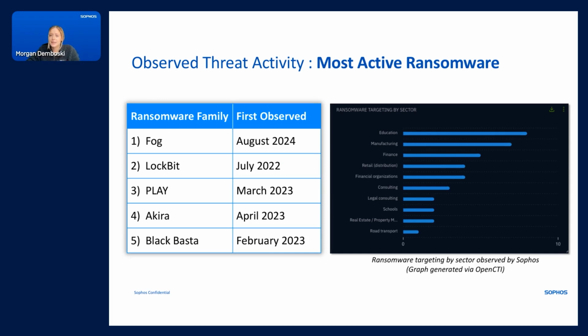So same as last month, the number one ransomware family we observed was Fog ransomware. Fog first popped up in, I believe, May of 2024. We first saw them in August of 2024, and since then have seen over a dozen Fog cases. They have become very prevalent and will probably continue that uptick in activity in the coming months.